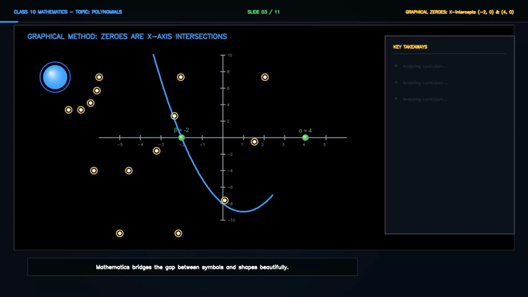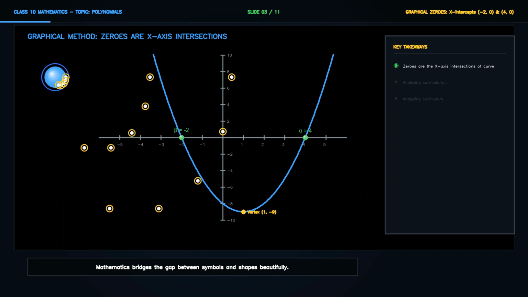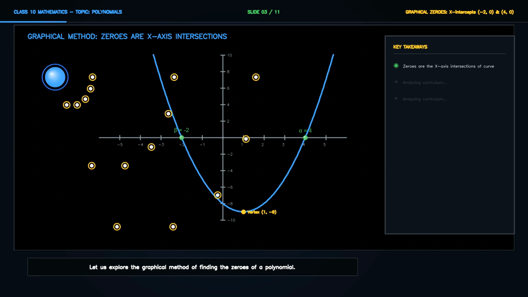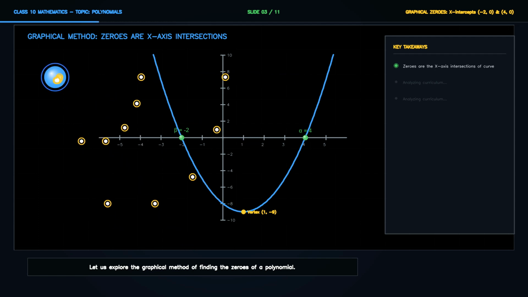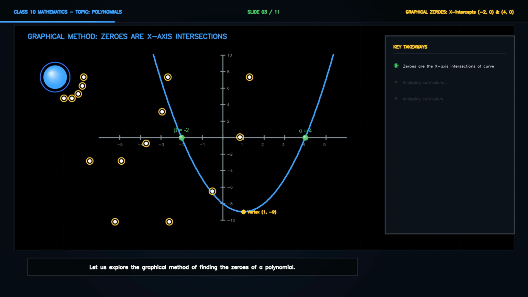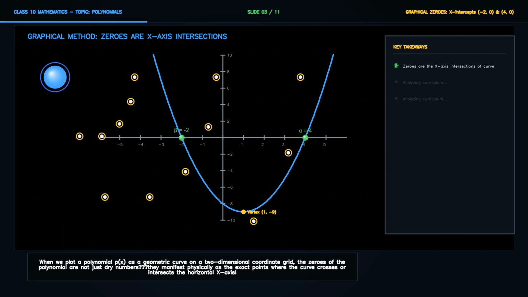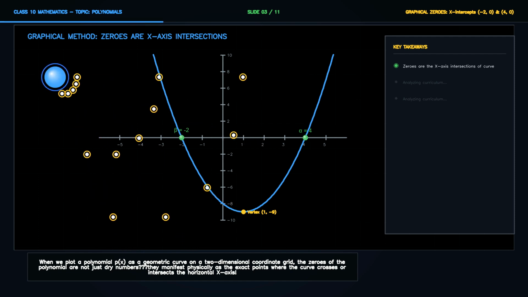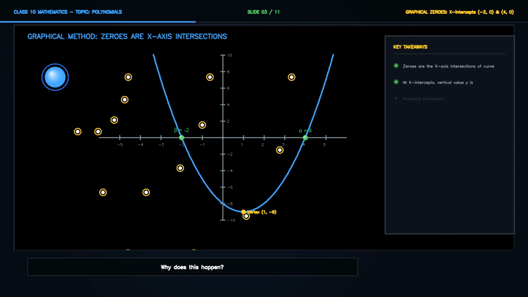Mathematics bridges the gap between symbols and shapes beautifully. Let us explore the graphical method of finding the zeros of a polynomial. When we plot a polynomial p(x) as a geometric curve on a two-dimensional coordinate grid, the zeros of the polynomial are not just dry numbers. They manifest physically as the exact points where the curve crosses or intersects the horizontal x-axis.